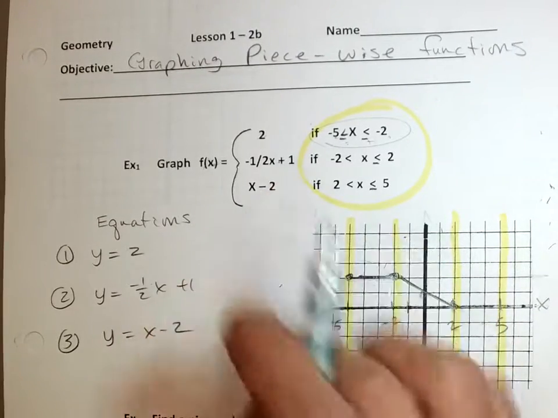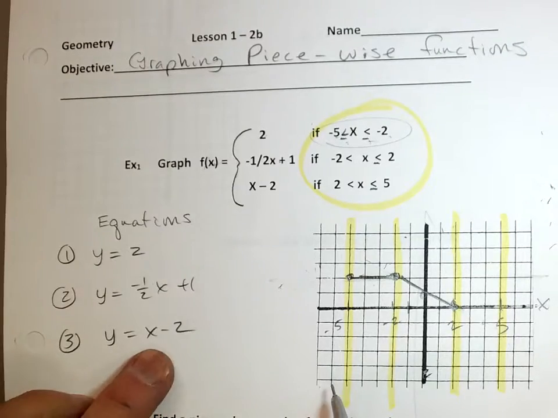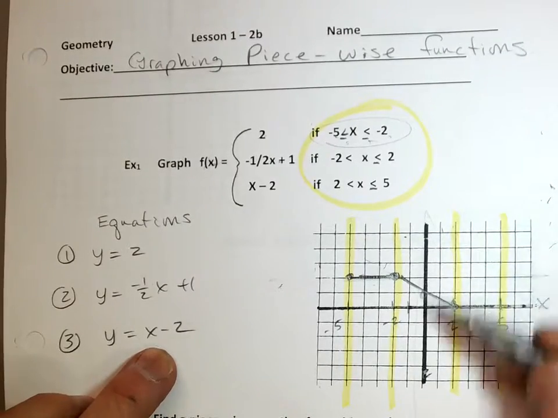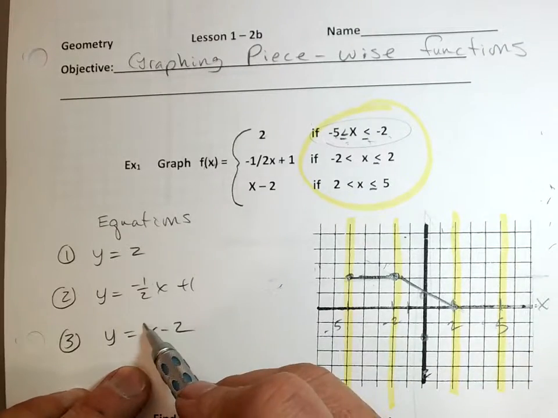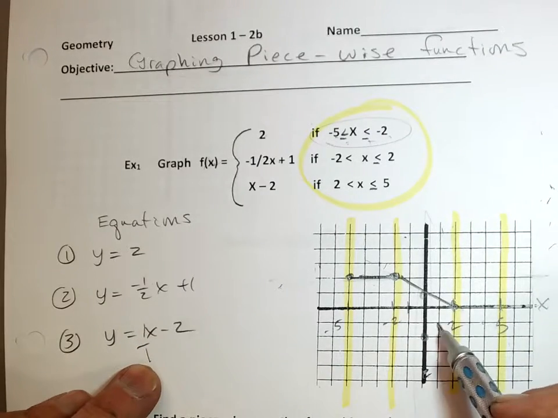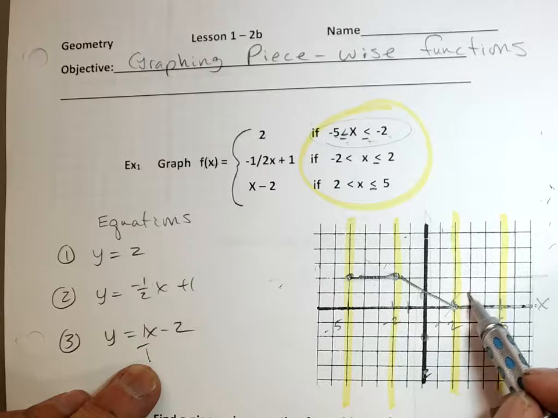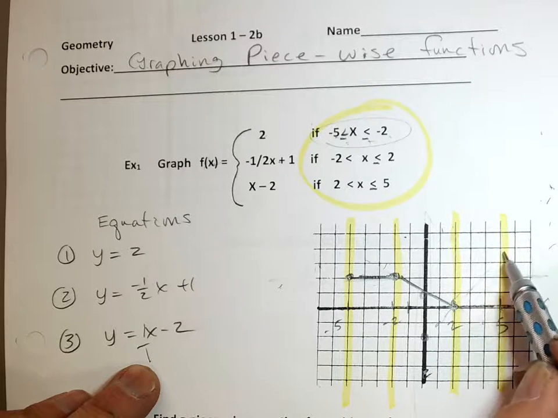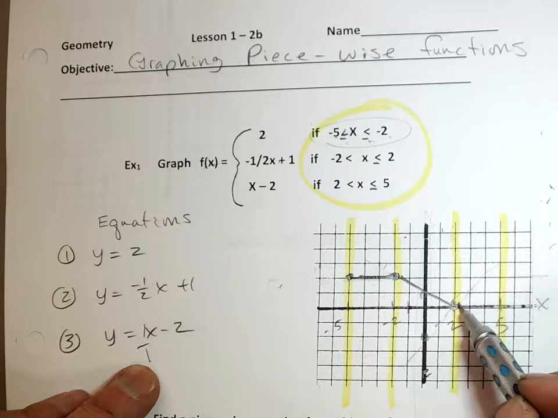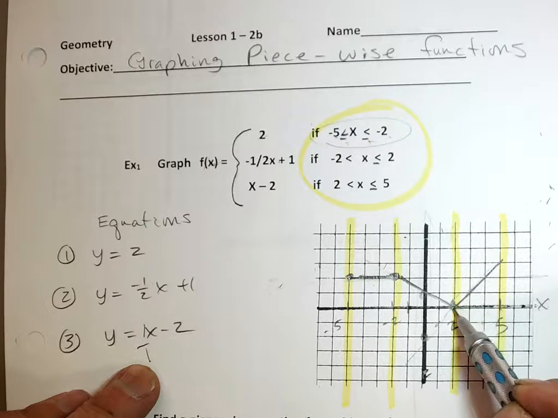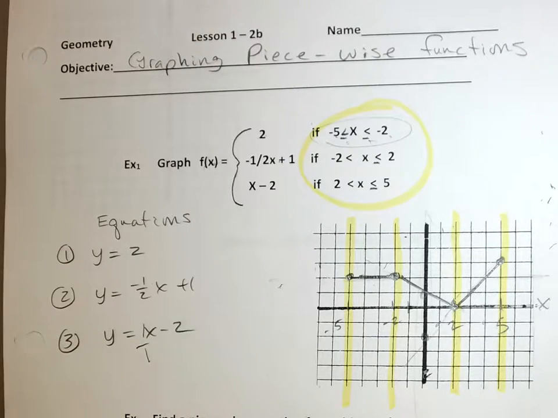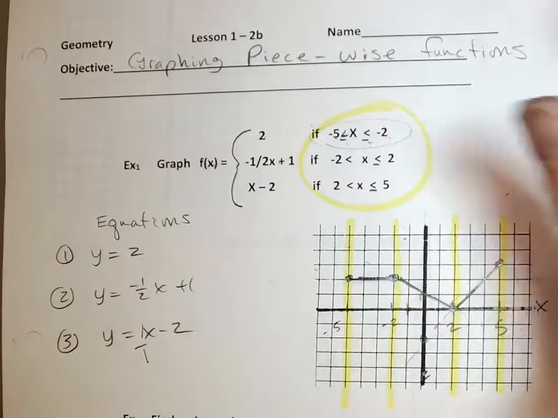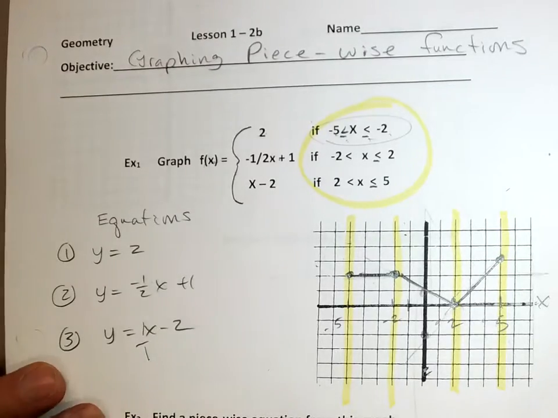Third line. Let's see, we're going to start at -2 on the y-axis. 1, 2. It's a graph of 1 over 1. So I'm going to go up 1 over 1, up 1 over 1, up 1 over 1. But I really don't want all of this graph. I only want this part of it right here. Okay. And solid dot.